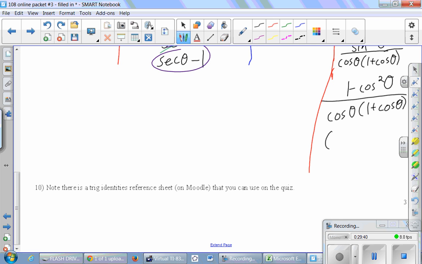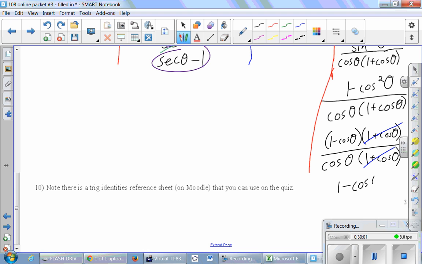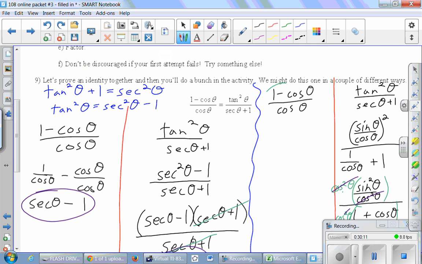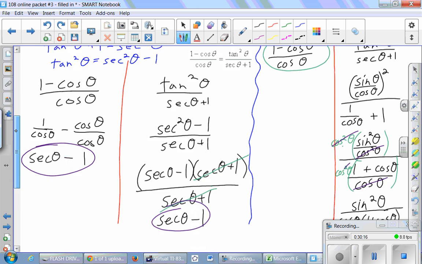So upstairs again, it looks like an a minus b times an a plus b. And then I'll copy the bottom, still not distributing. And then hooray, 1 plus cosine theta is the same on top and bottom. So we can cancel, and we just get 1 minus cosine theta divided by cosine theta, which I will circle, because that is exactly the same as what we started with on the left-hand side. So we've proven the identity a second time.